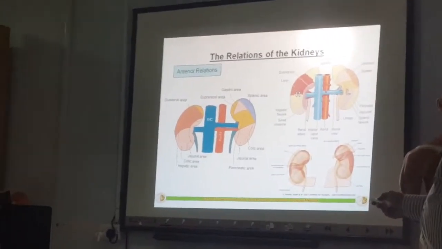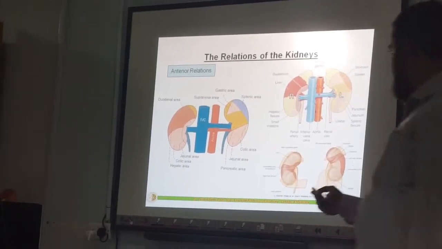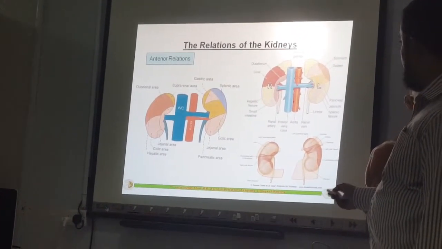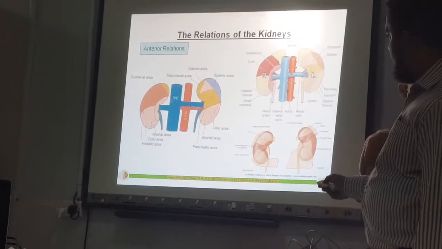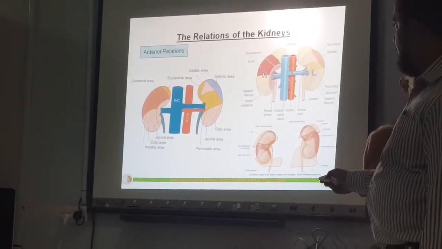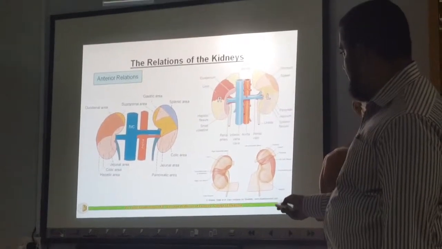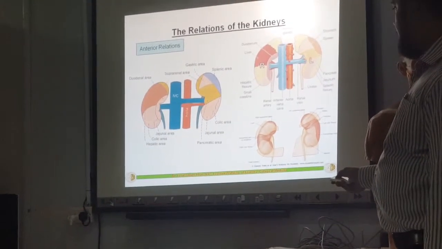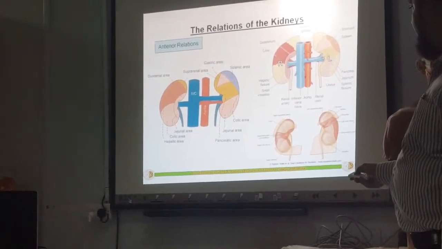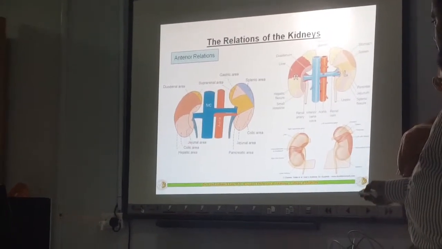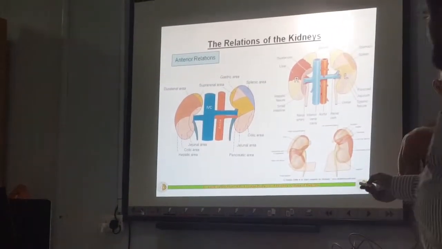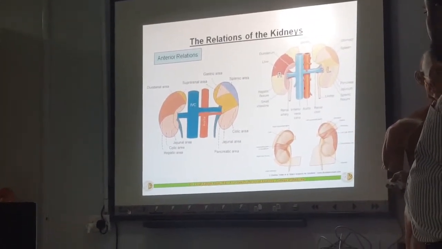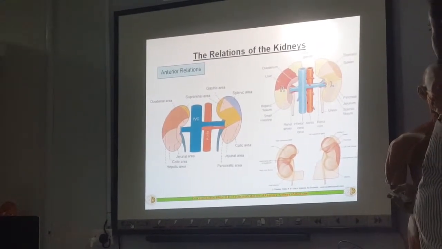On the top, on both sides, there will be the suprarenal gland or adrenal gland. Apart from that, on the right side, the upper part will be the liver, the area for the liver. On the medial side, it will be the duodenum, especially the three parts near the hilum. Then below we have the hepatic flexure of the colon and the small intestine, jejunum. So on the right side, it is the liver, the hepatic flexure and the jejunum.